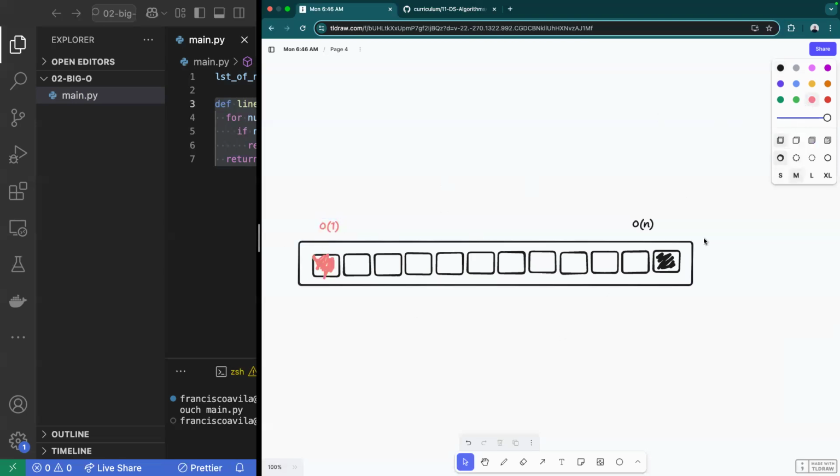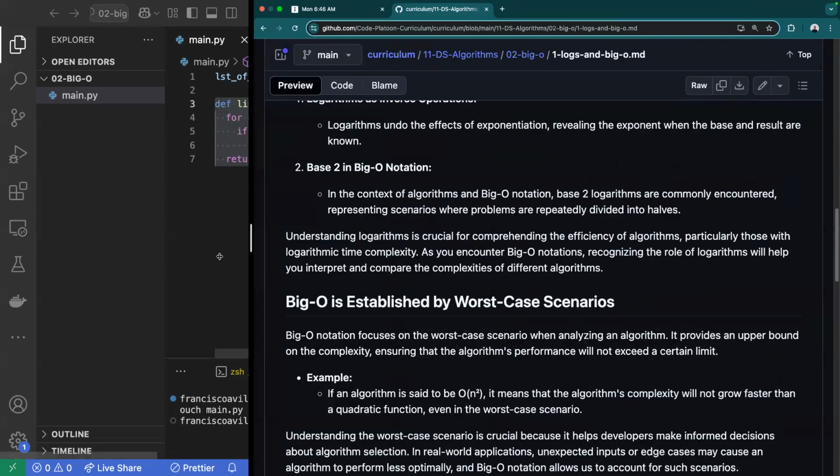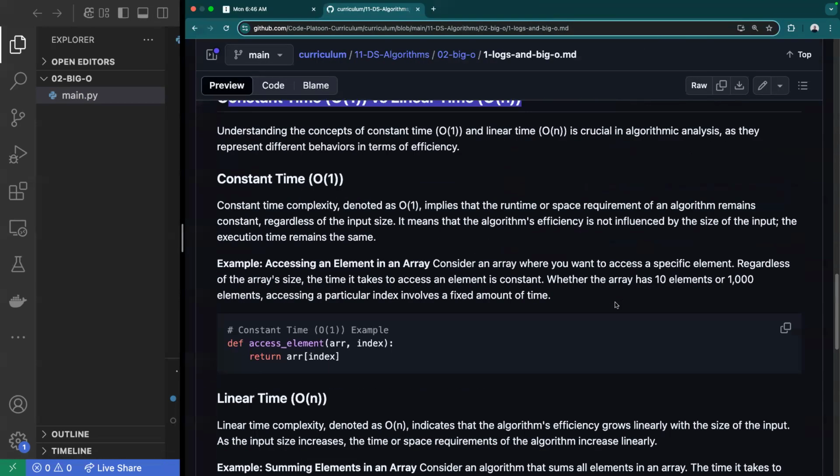There you go. So best scenario versus worst scenario. All right, it doesn't seem like there are any questions, so let's continue going into our big O notation here.